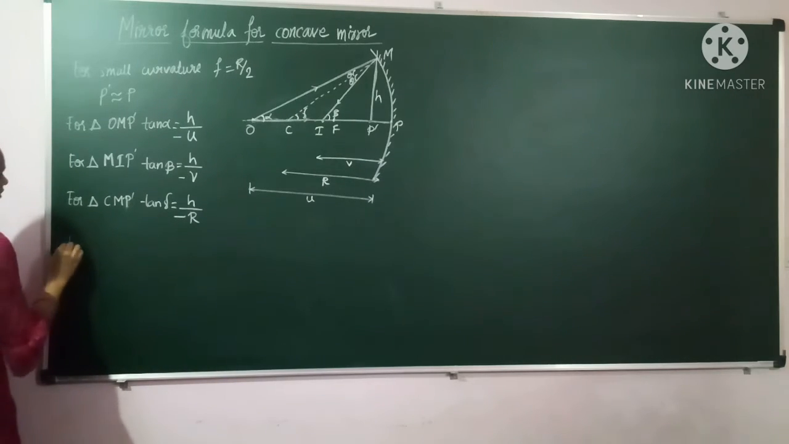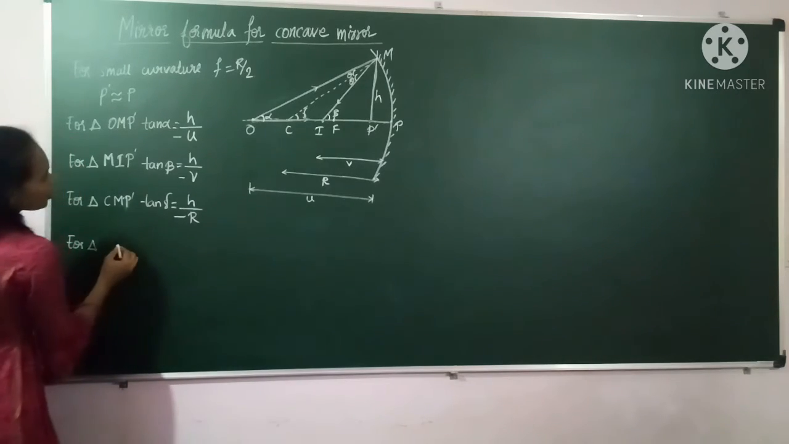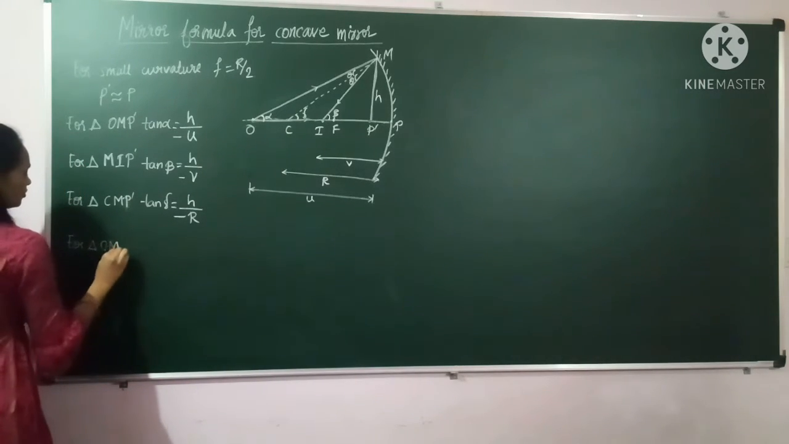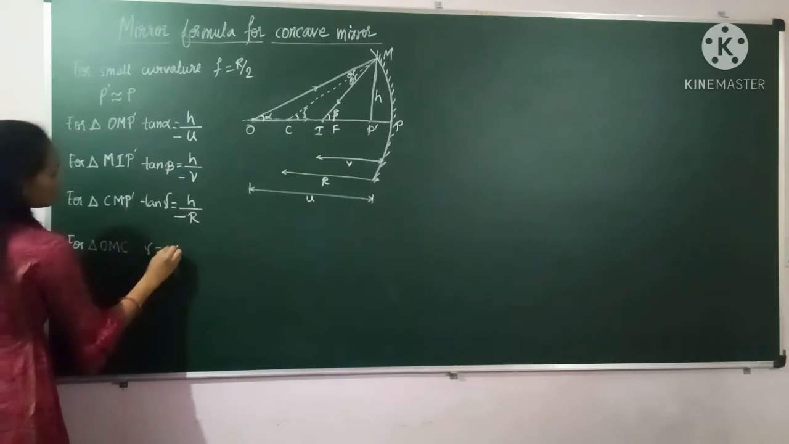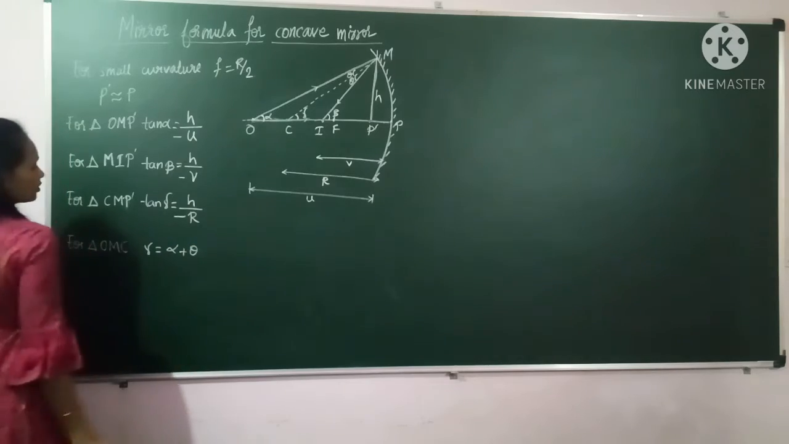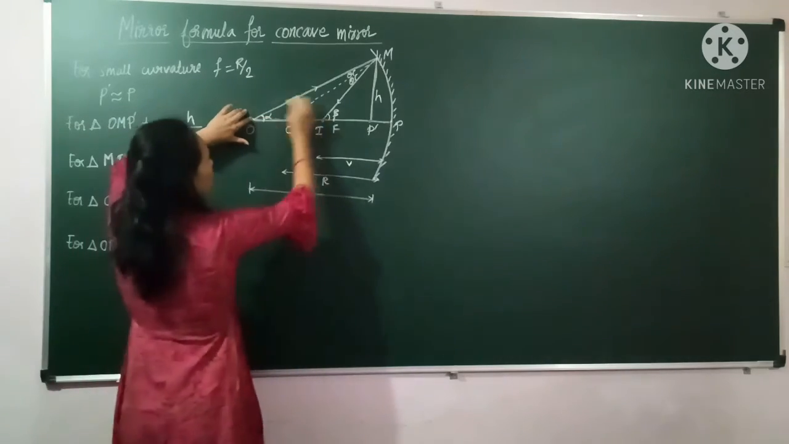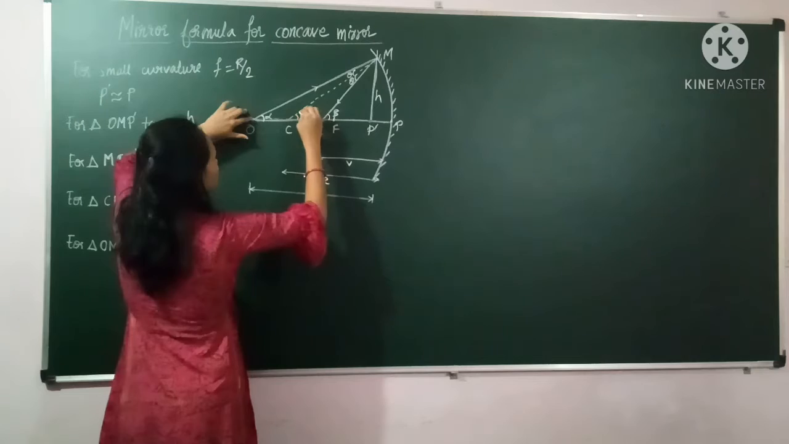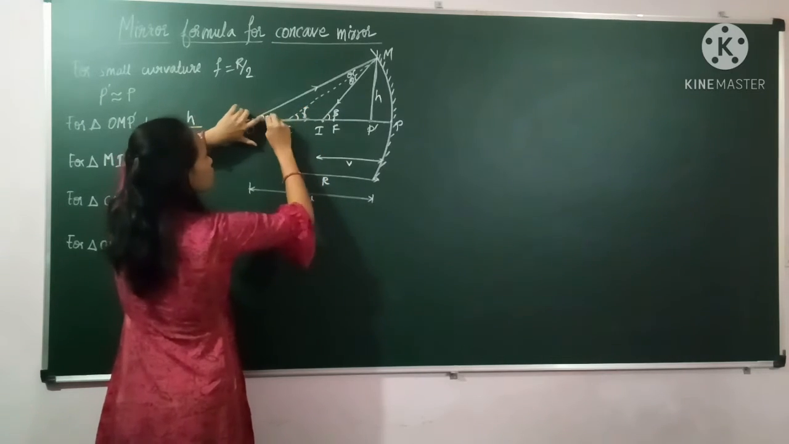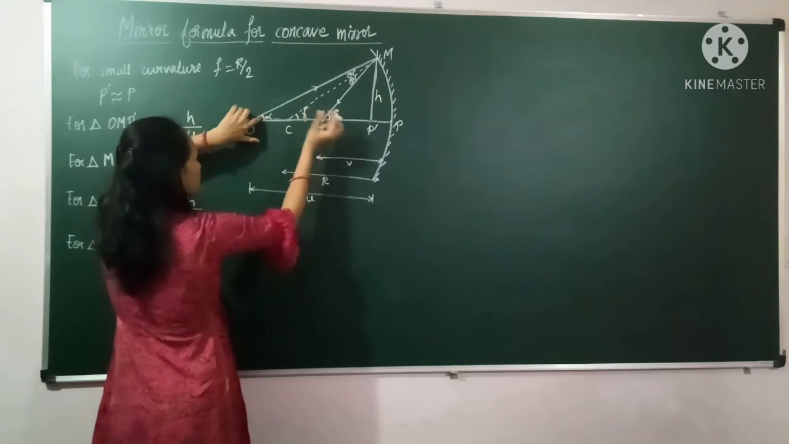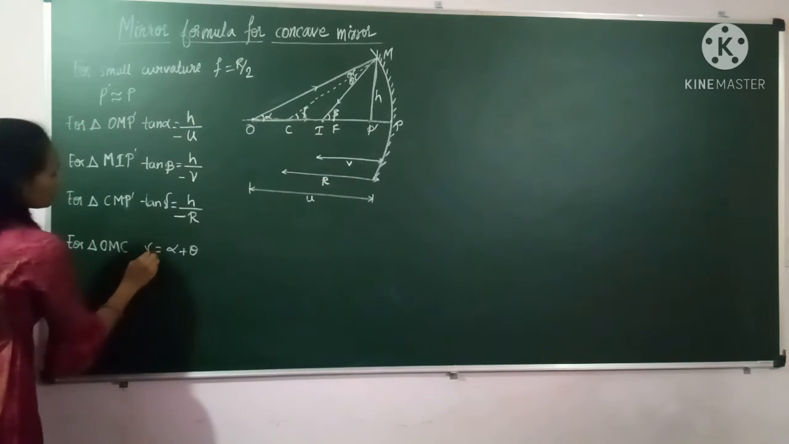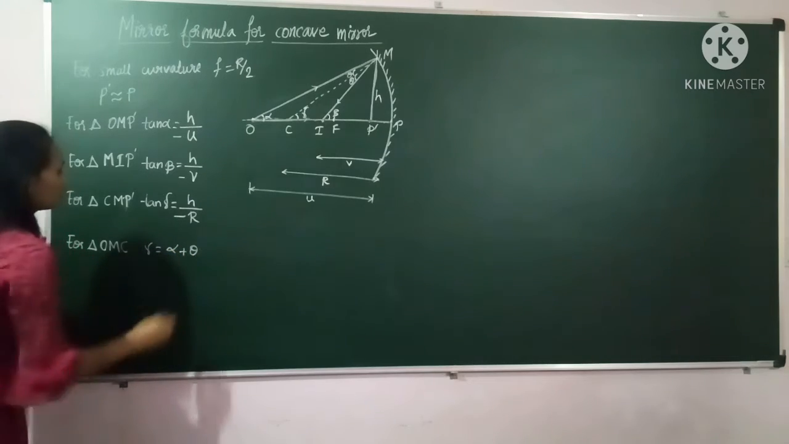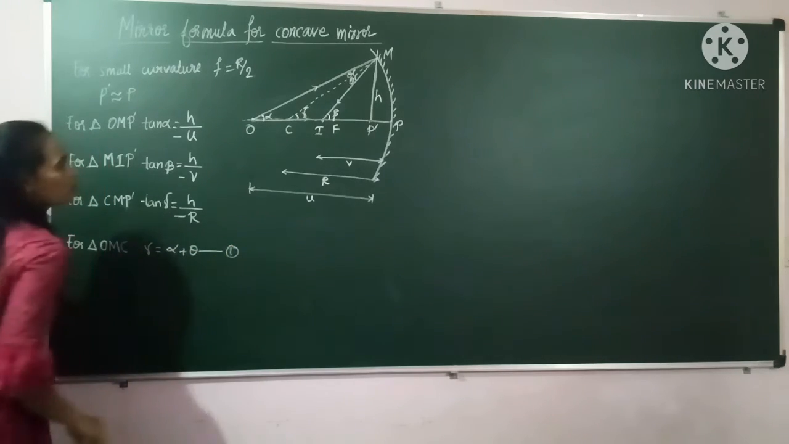Next, for triangle OMC, gamma is equal to alpha plus theta. We can write now, so see here, in triangle OMC, this angle gamma is equal to alpha plus theta. Exterior angle is equal to the sum of two interior opposite angles. So here we can write gamma is equal to alpha plus theta. So this we will take as equation number 1.